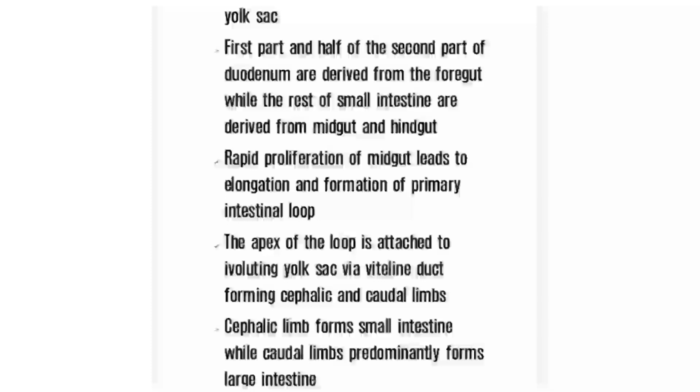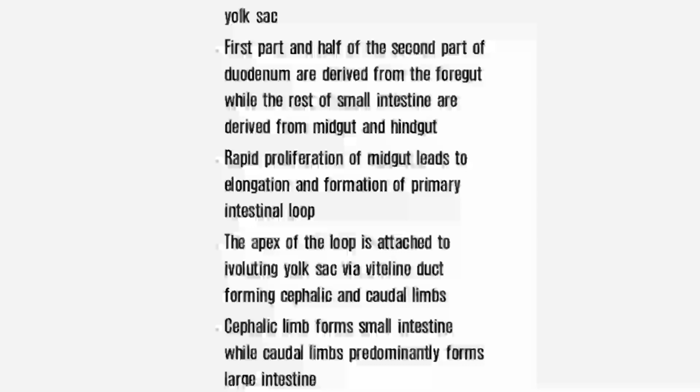The third thing, we'll talk about the rapid proliferation of this lumen. And what is the effect of this rapid proliferation? It will cause elongation and formation of primary intestinal loop. Now, the fourth thing is what you call the physiological umbilical herniation. And during this physiological umbilical herniation, there is an external rotation of 90 degrees clockwise.